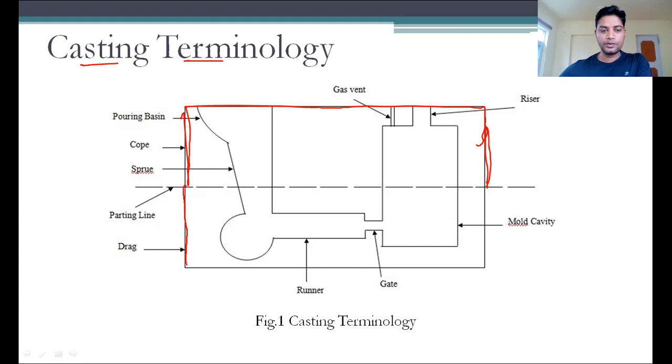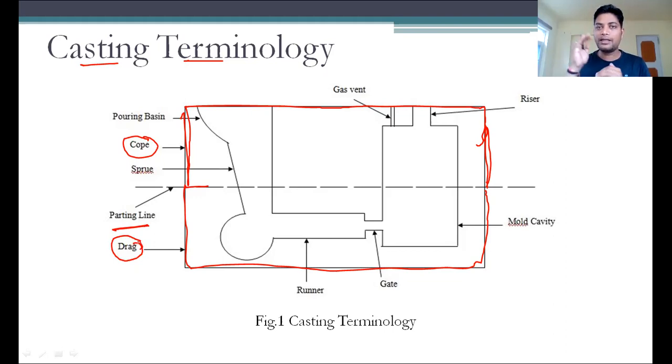So if you see this one and this one, these are two separate parts basically. In between there is a parting line, which is just dividing these two parts. The part above the parting line, the top one, we are calling a cope. Please keep in mind this is a cope. And the bottom part of this parting line we are calling a drag. So cope and drag.